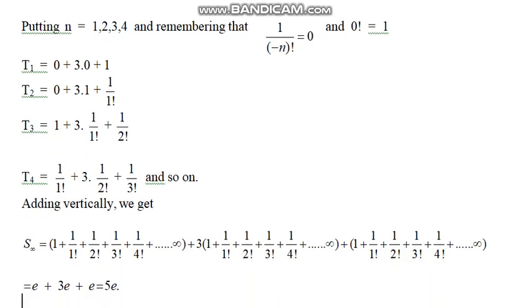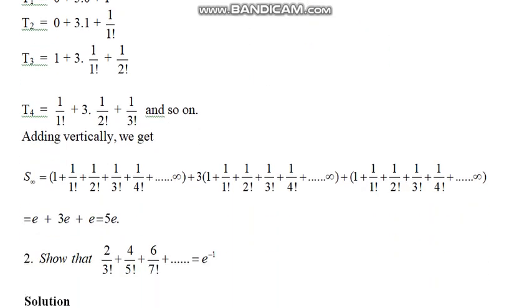So S infinite, you just add every term t1, t2, t3, everything, and take the common terms, the first terms separately, that is one series, the second terms separately, that is one series, and the third terms separately, that is one series. Okay, so this is e and this is e and this is e. So e plus 3e plus e equals 5e.